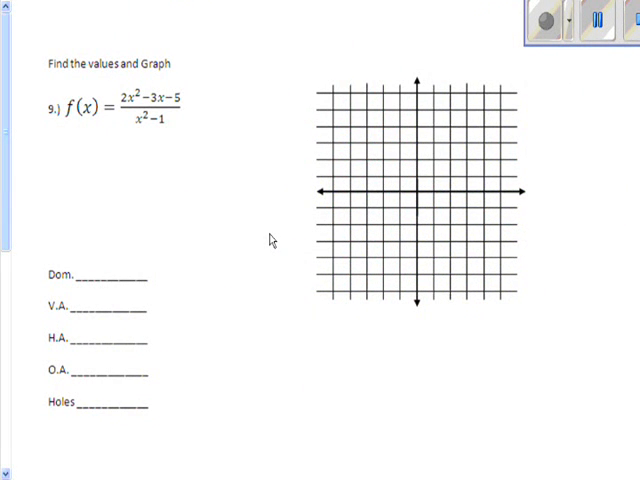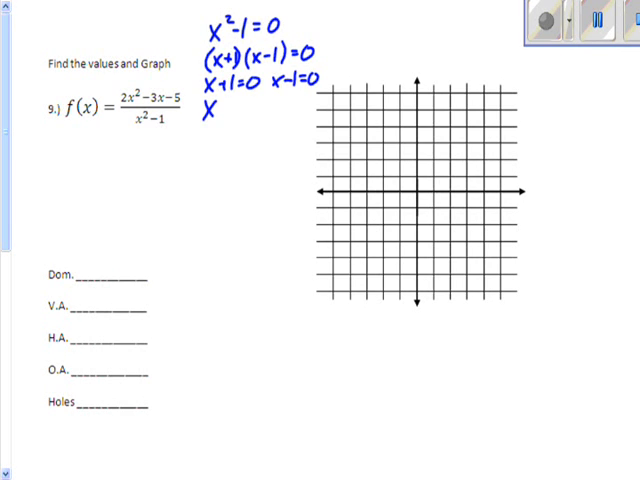If I take a look at this guy, remember when we're graphing these things, the first thing I always want to do is find my restrictions. So I'm going to take this denominator, the x squared minus 1, and set it equal to 0. Now I've got to solve this by factoring. This is going to factor into x plus 1 and x minus 1. And now I'm going to set each factor equal to 0: x plus 1 equals 0 and x minus 1 equals 0. And I'm going to solve each.